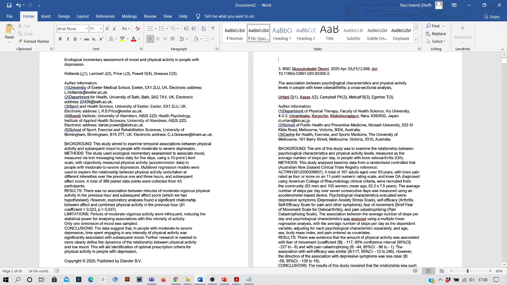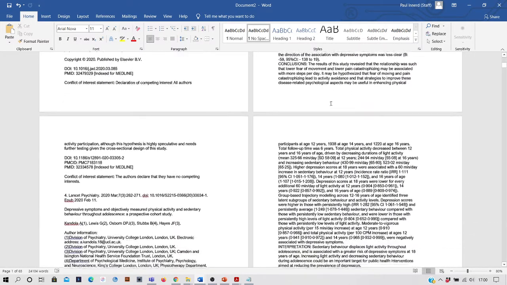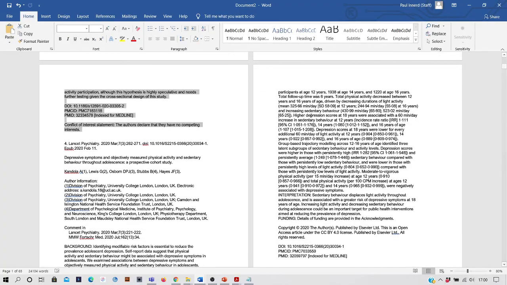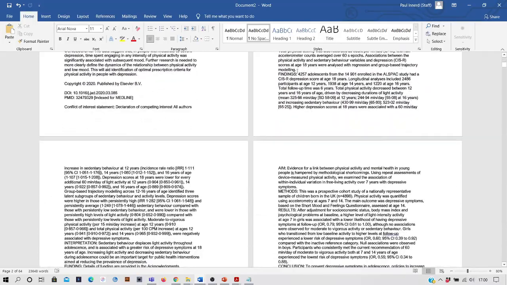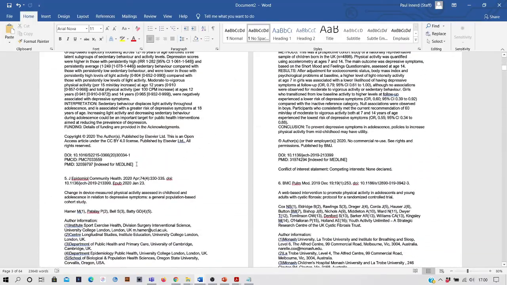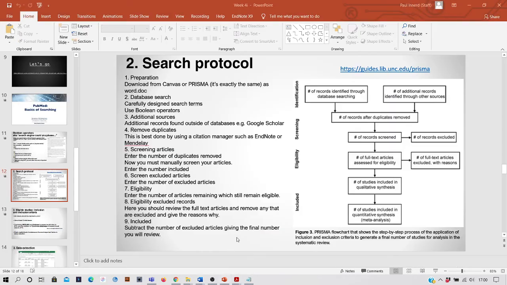Number 3, the association between psychological characteristics and physical activity levels in people with knee osteoarthritis. I'm not interested in anybody other than those with depression. So highlight that. Gone. Depressive symptoms. So this is a prospective cohort study. Physical activity and sedentary behaviour throughout adolescence. I'm interested in adults. So part of my inclusion criteria is people over 18. So gone. And you would just continue in that manner until you've got the studies that you aim to choose.